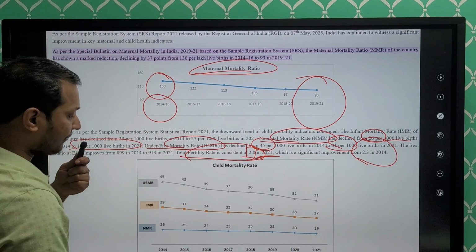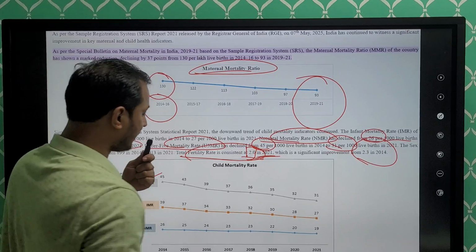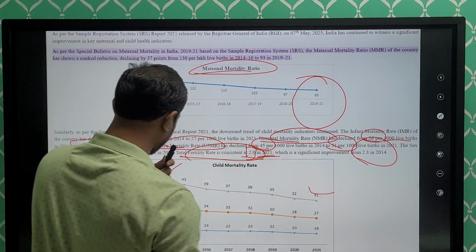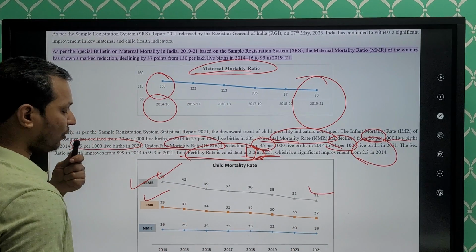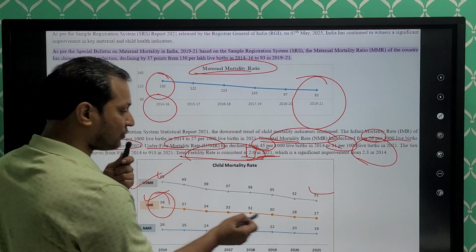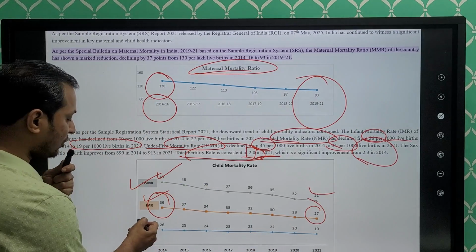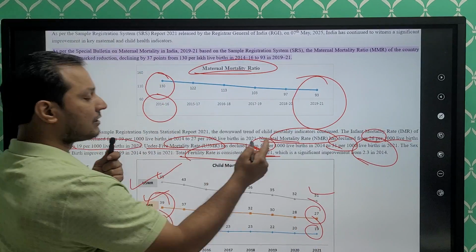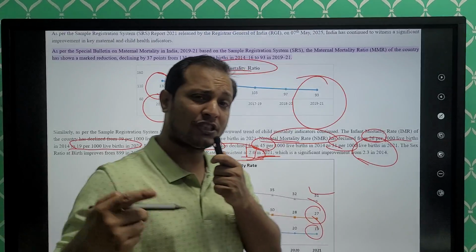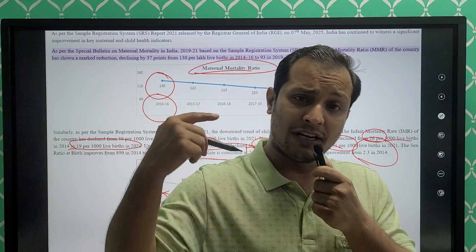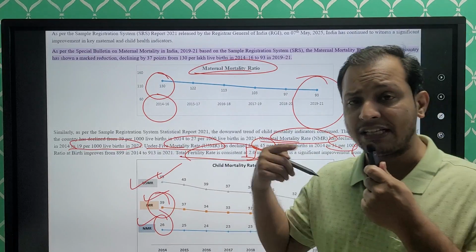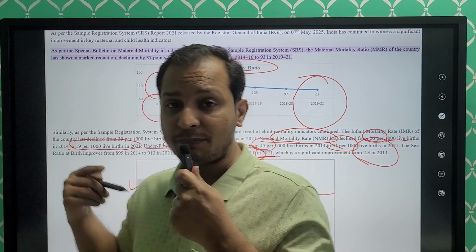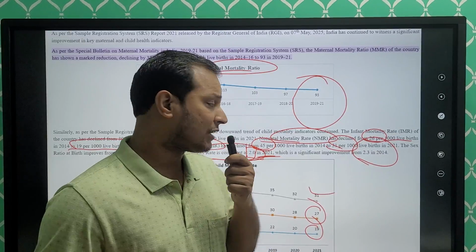These two graphs are very important. Under 5 mortality rate has decreased from 45 to 31. IMR, infant mortality rate, has decreased from 39 to 27, and then neonatal mortality rate has decreased from 26 to 19. Trend based and fact based questions are very popular in UPSC. Every year they are asking one fact based question, so they can frame a question on what the trend is.